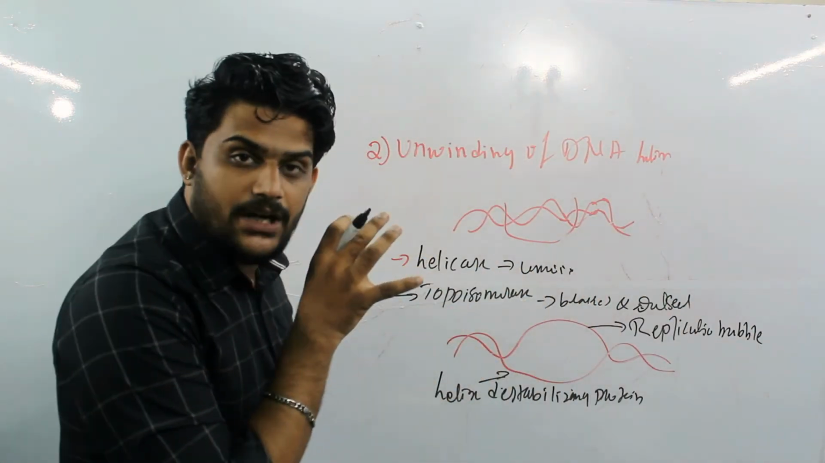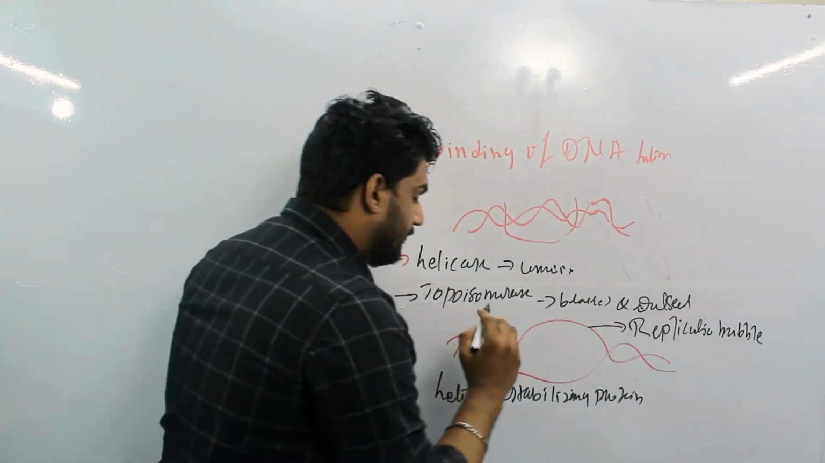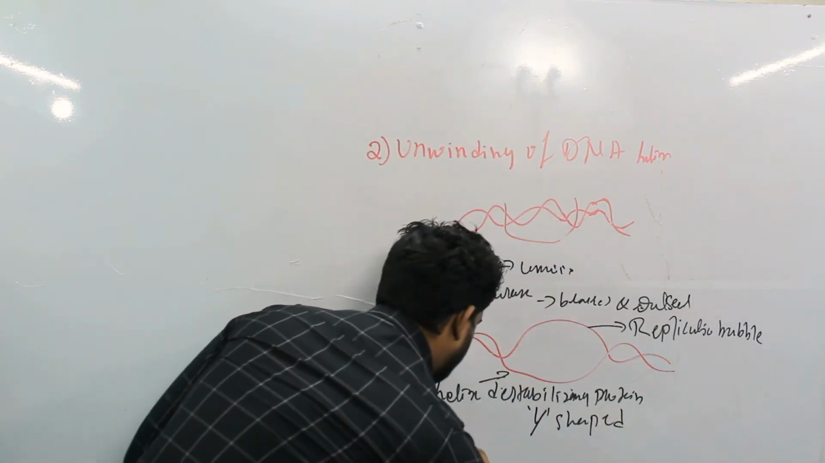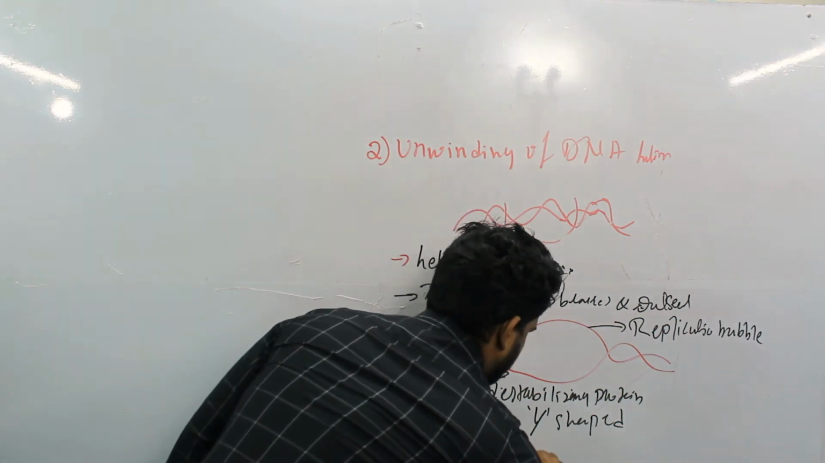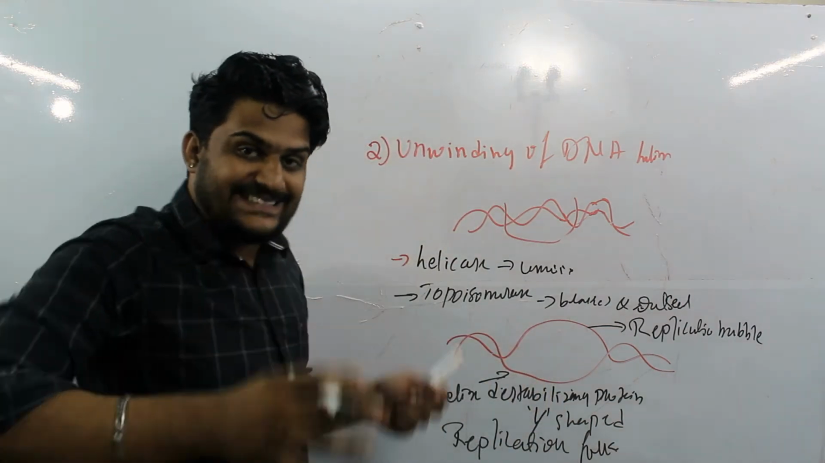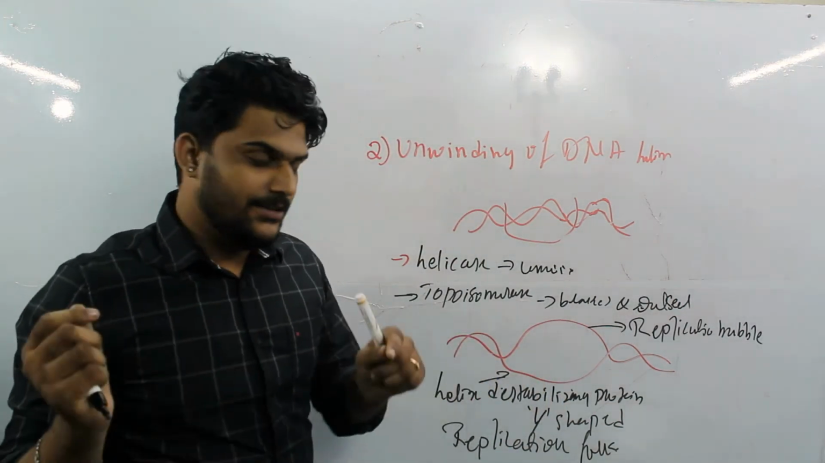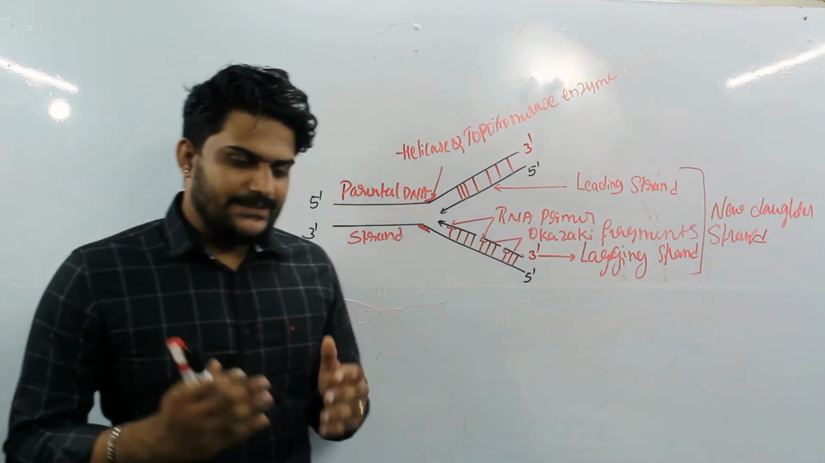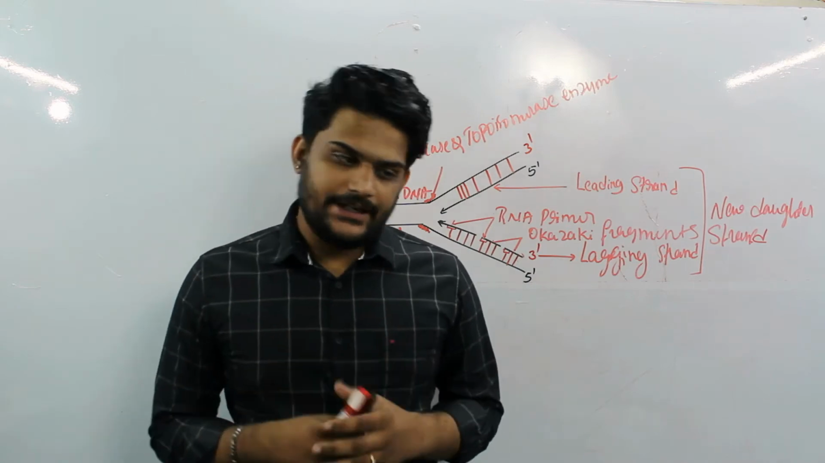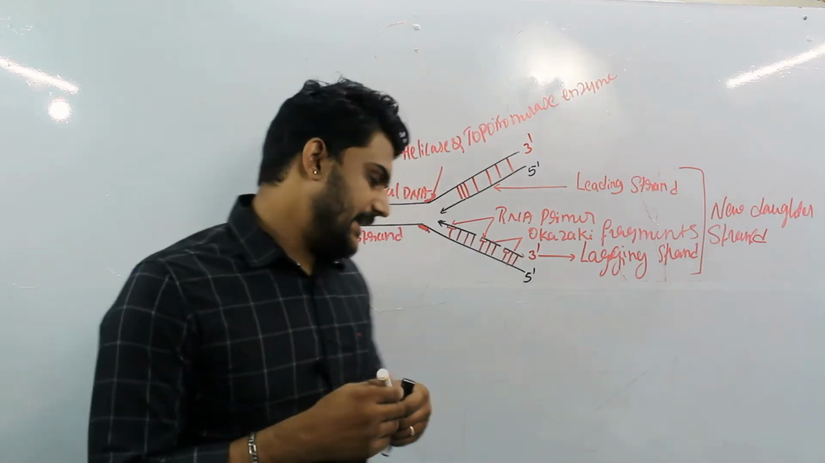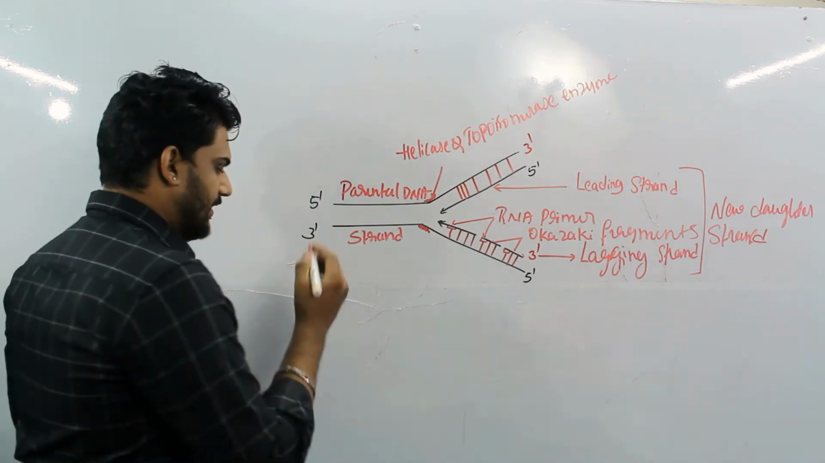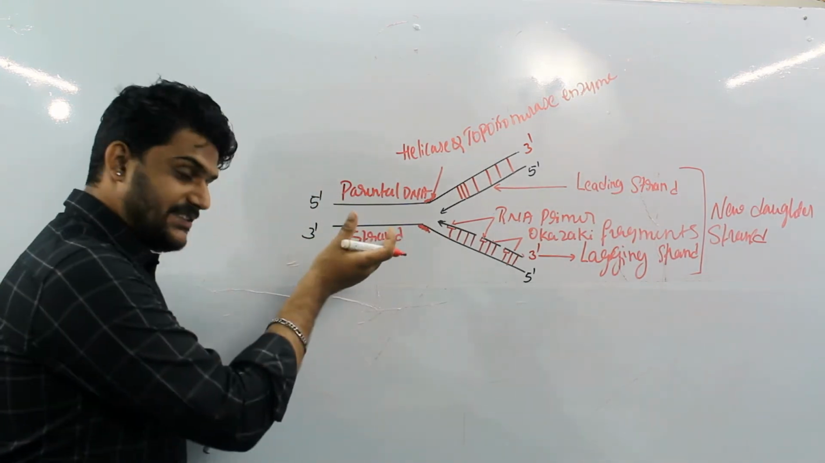Or it is also known as the replication fork, which is Y-shaped, and exactly looks like this. So this is the fork. The next step of the mechanism is formation of RNA primer, but the third step, we will study about that next.